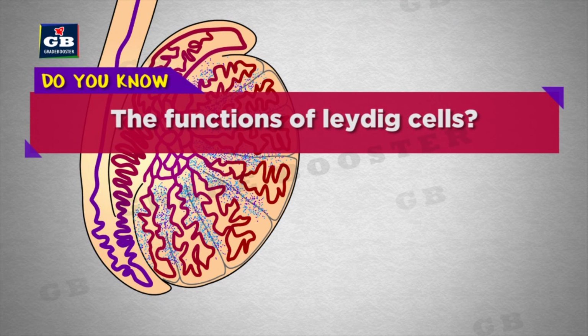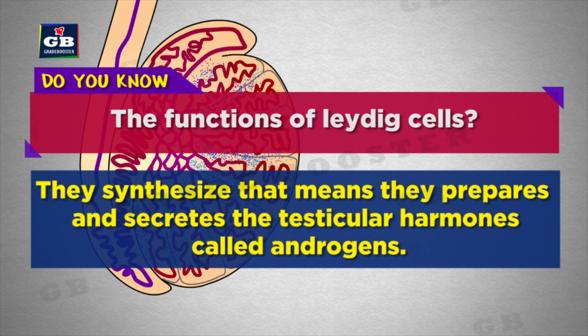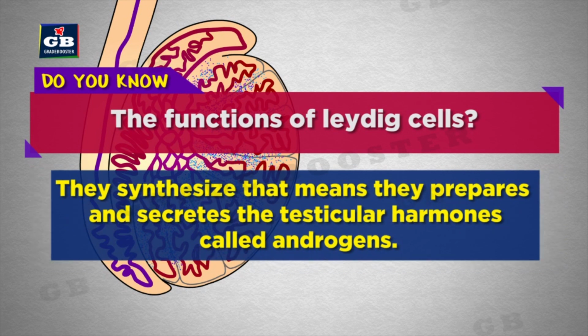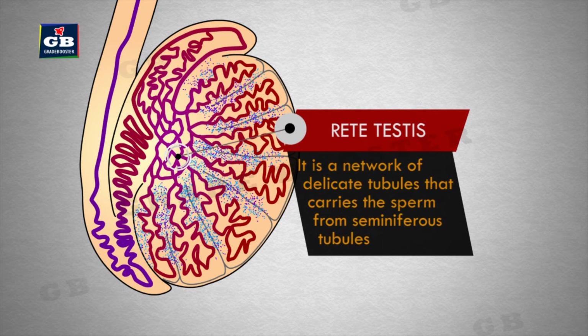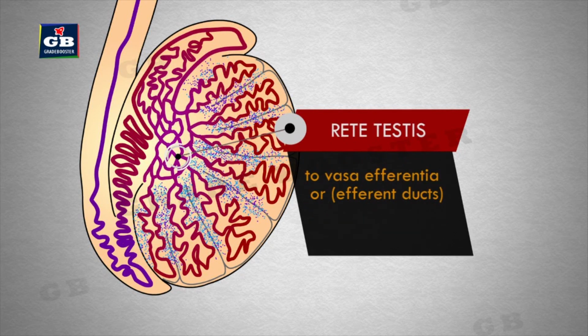Do you know what is the function of these Leydig cells? They synthesize, that means they prepare and secrete, the testicular hormones called androgens. Next we move to rete testis. It is a network of delicate tubules that carries the sperm from seminiferous tubules to vasa efferentia or efferent ducts.